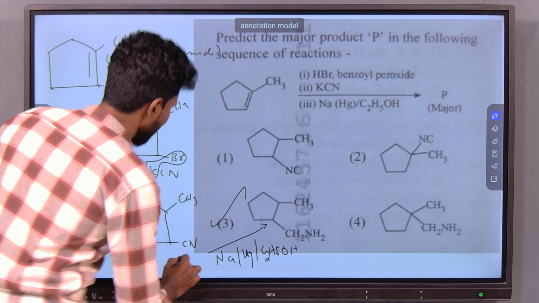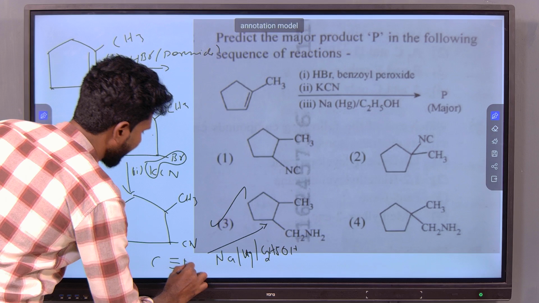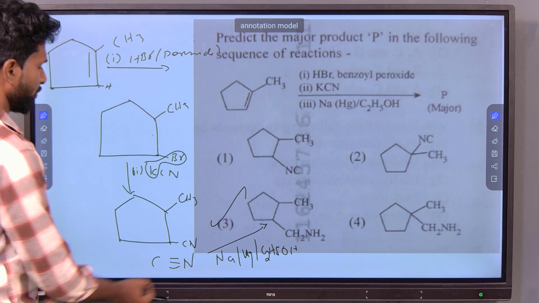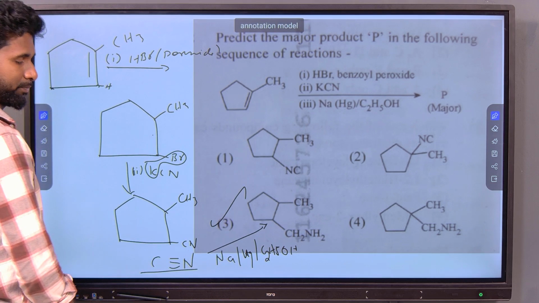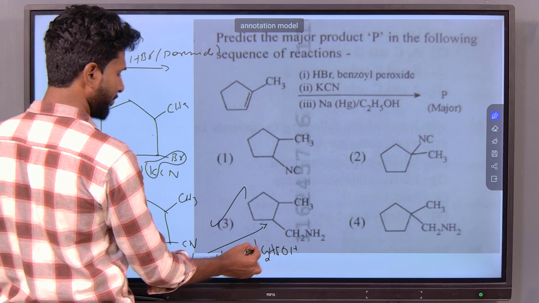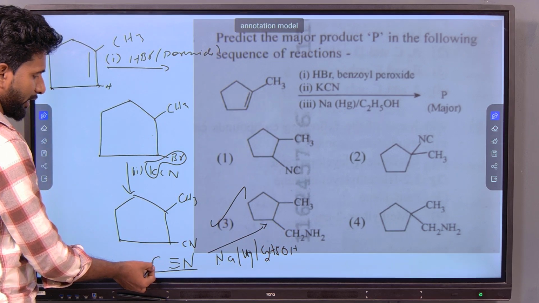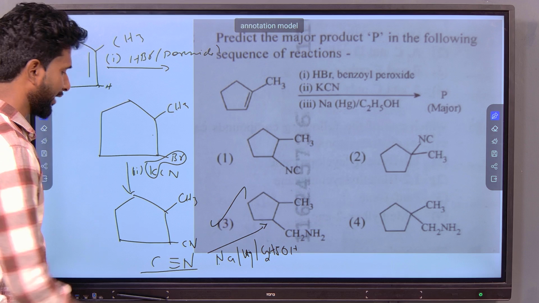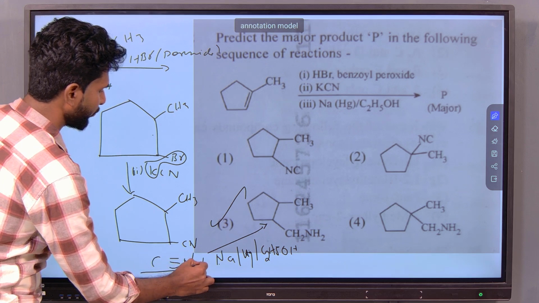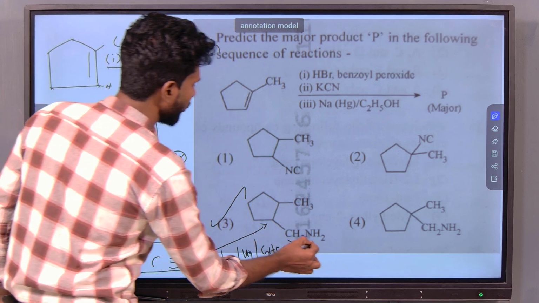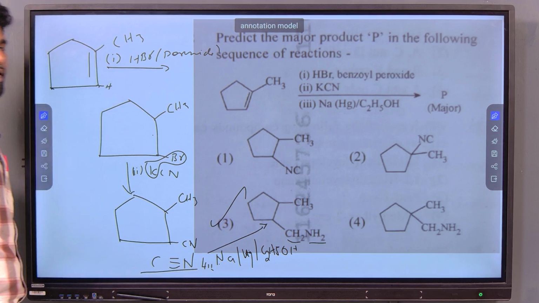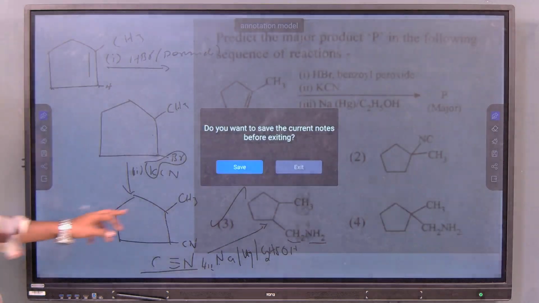When we use sodium amalgam and ethanol, reduction takes place. Here the C triple bond N group is reduced to give a primary amine. In the presence of sodium amalgam and ethanol, the cyano group is reduced to a primary amine, so we get CH2 and NH2. These two questions were asked this year.